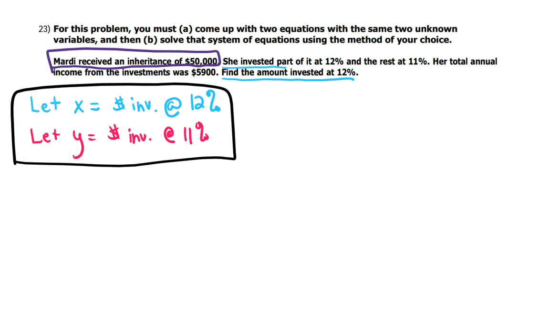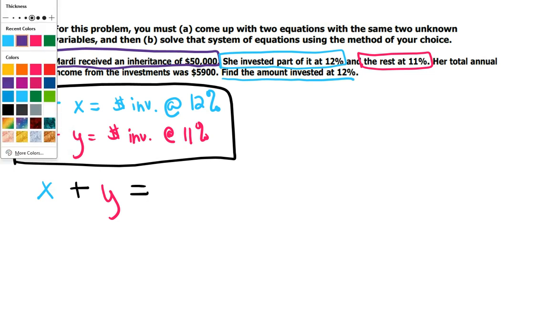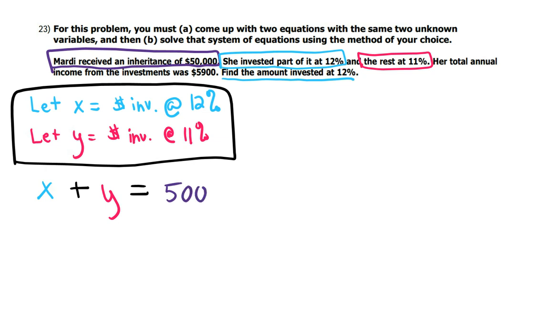All right. Now, we know that, let's go purple, she received an inheritance of $50,000 and then she invested part of it at 12%, that's my X, the rest of it at 11%. So basically, if you take how much money in X, add it to how much money in Y, that is going to equal the $50,000. Okay, so this is part A.